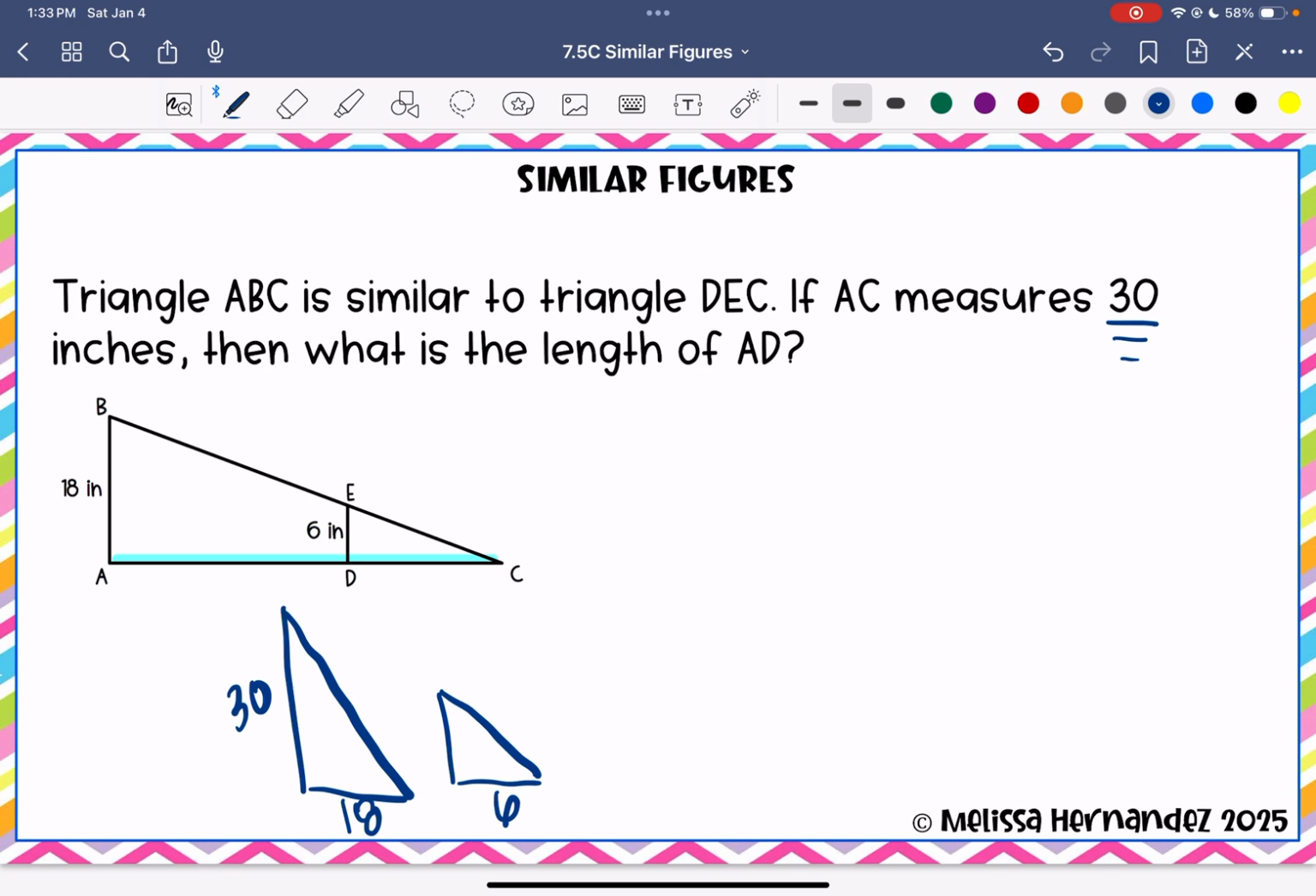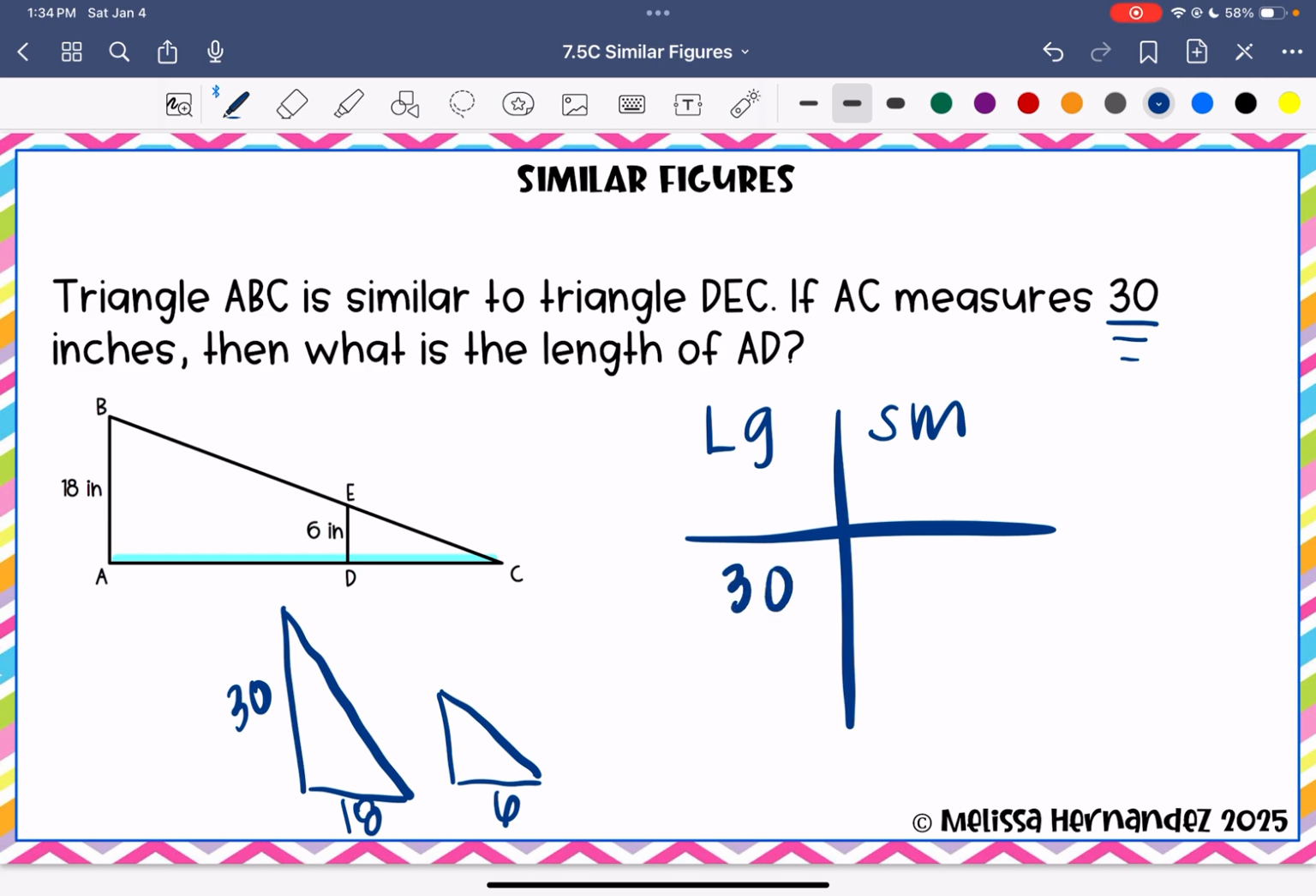So now we'll set it up. I say large to small. On the left side, the only things I can put are values that go with the large triangle, which would be 30 and 18. And then 18 corresponds to 6. So now we're trying to figure out: when 18 is 6, what is 30?